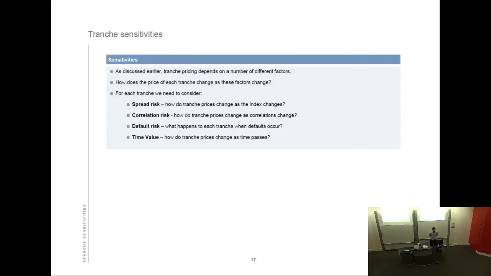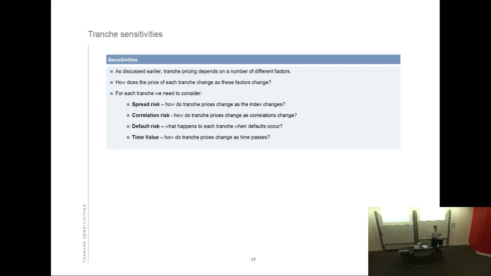Okay? Now, let's think about tranche sensitivities. So, what factors are our tranches sensitive to? In a way, the factors that determine its pricing. So as we've seen before, the most obvious one is just the general level of spreads, right? If your portfolio gets riskier, your tranches get riskier. Each tranche at the end of the day is still just a vehicle where you either go long or short credit risk. So spread risk naturally affects tranches.